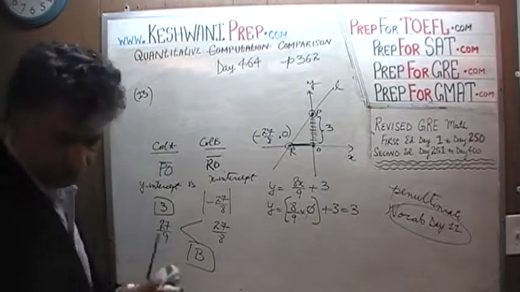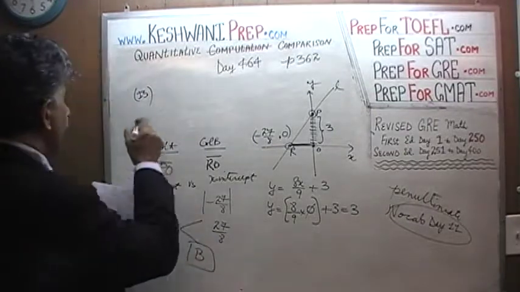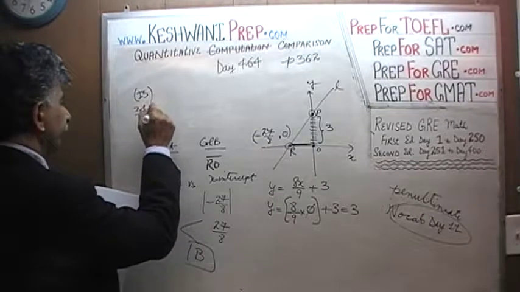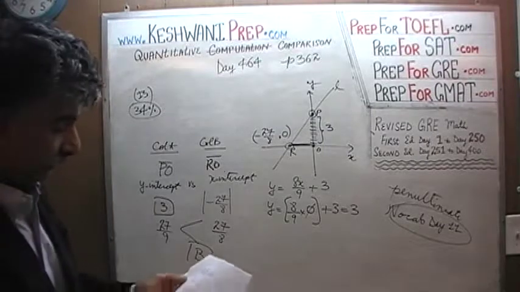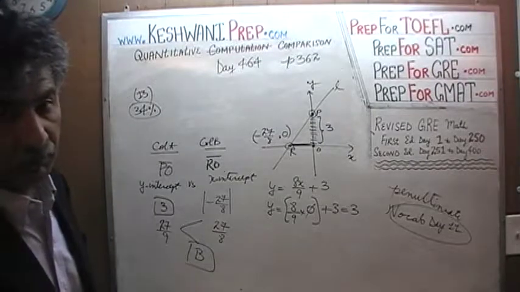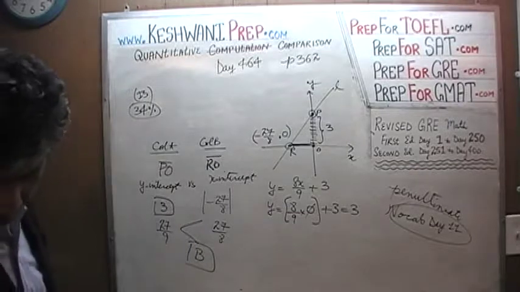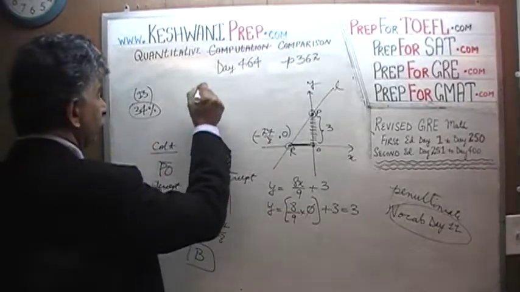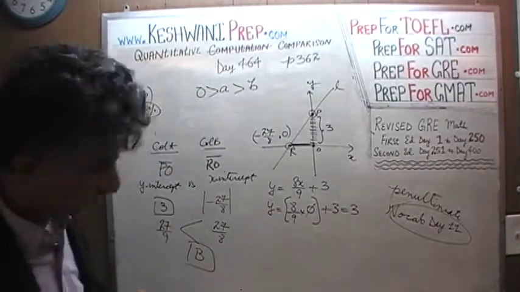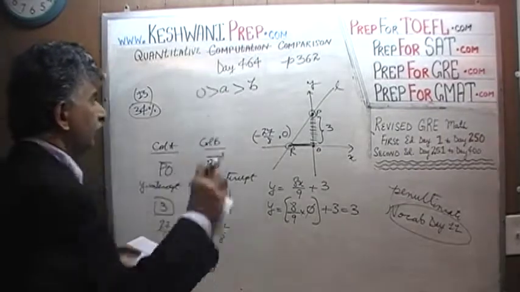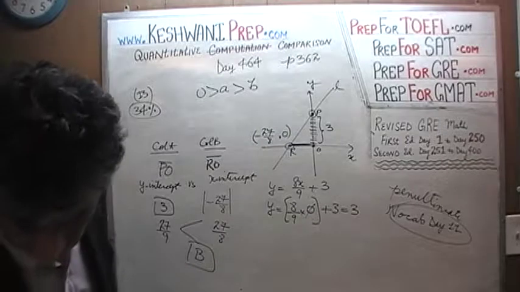Number 13, when it appeared in the exam, 34% of the people got it right. Oh, the number 12 was 38%, so this is even lower. 34%, about two-thirds of the people who took the exam missed it. Here's what we are told. We are told that zero is more than A and A is more than B. Again, exactly as it appears in the exam, as I've told you before, nothing more, nothing else. And that is all they tell us.